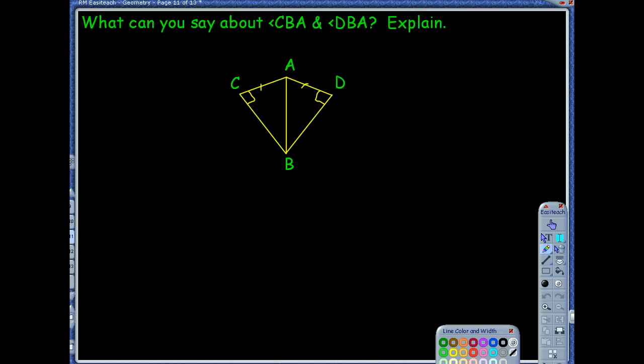Okay. So we've got some examples up here, and this says, what can I say about angle CBA and angle DBA? And they ask us to explain too. So just looking at this picture, what do you notice that we have right now? I do see some right triangles in a sense.